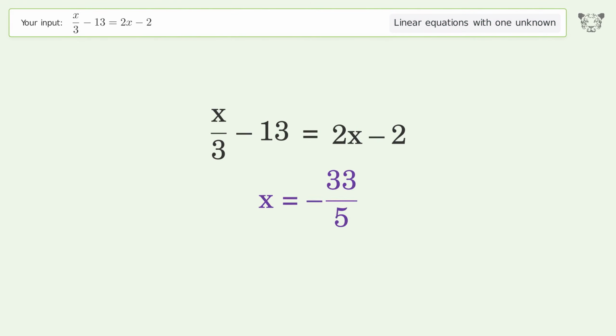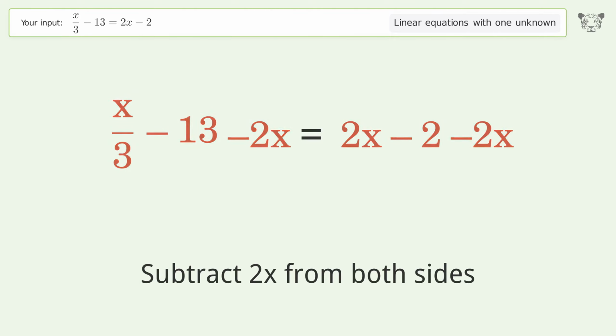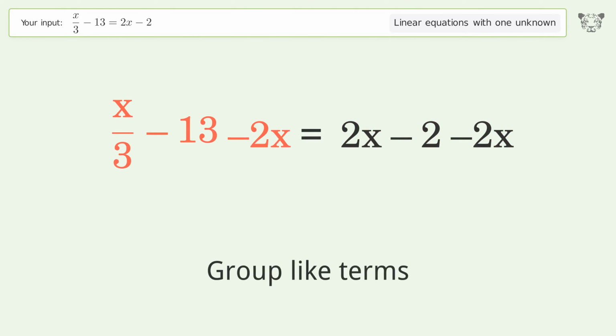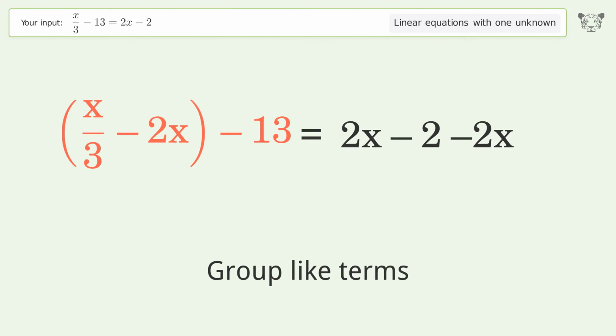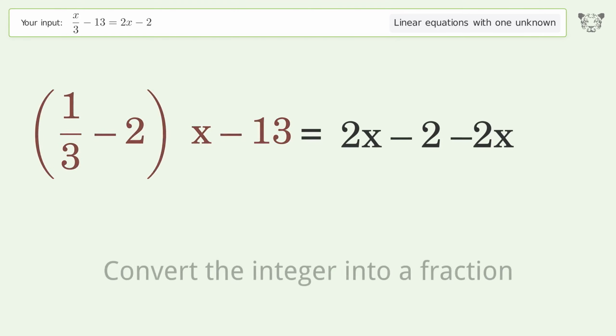Group all x terms on the left side of the equation. Subtract 2x from both sides. Group like terms. Group the coefficients. Convert the integer into a fraction.